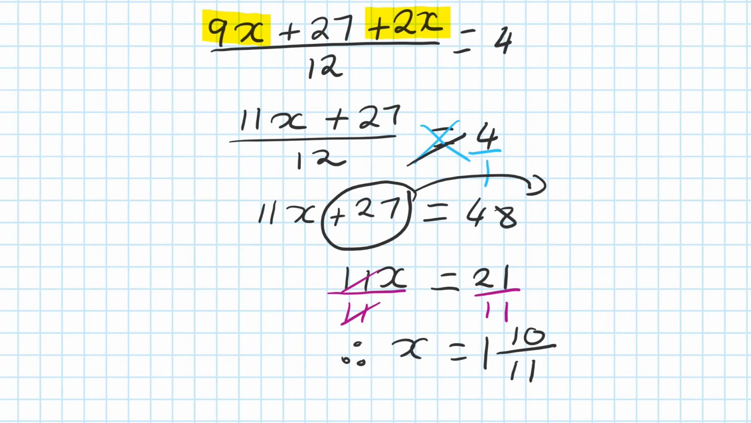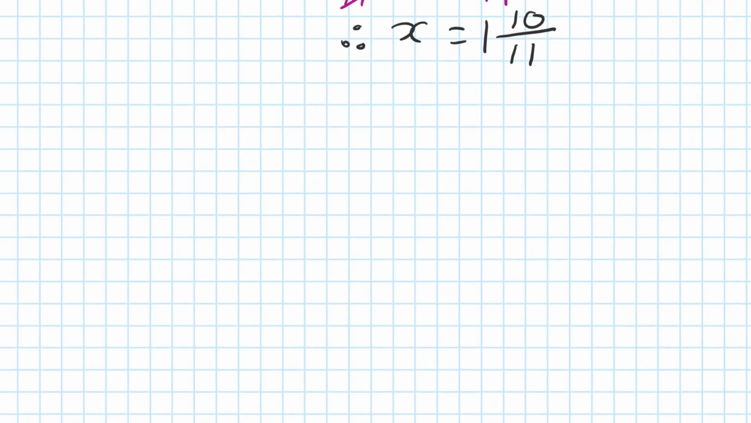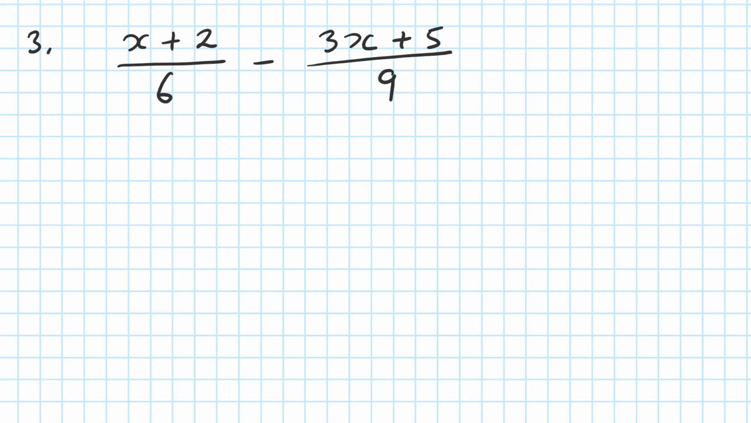Now, let's do another one, that's question number 3. Let's say (x plus 2) all over 6 minus (3x plus 5) all over 9 is equal to 5. Now the common denominator is 18, the lowest common multiple of 6 and 9 is 18, because 18 is a multiple of 6 and also a multiple of 9. So we just write everything down over 18.